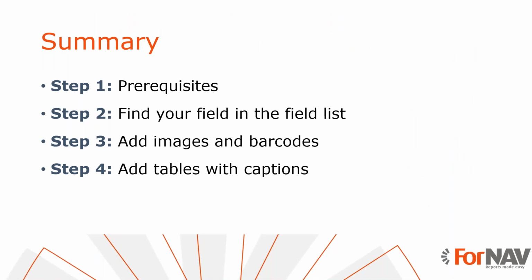So let's recap what we just did. The first thing we did was to quickly create a new report and drag some fields from the field list into the layout. We noticed we could use any field from any table that is connected to our report. We also found we could add complex fields like barcodes and images from the field list. Finally, we were able to automatically add a table with headers by selecting multiple fields and dropping them on the data item.